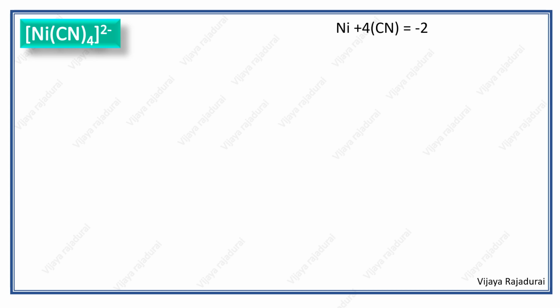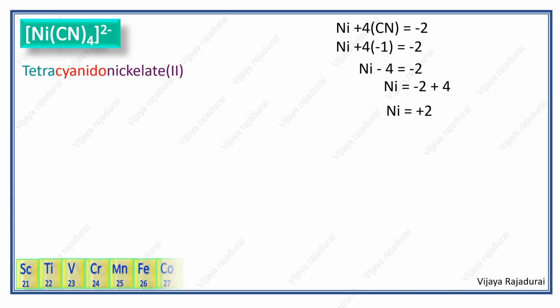Next we consider this complex, [Ni(CN)4]2-. Here we have to calculate the oxidation state of nickel. For this we take the complex like this. The oxidation state of cyanide is -1. Substituting this value in the equation, we get +2. So the oxidation state of nickel in this complex is +2. The name of the complex is tetracyanidonickelate(II).